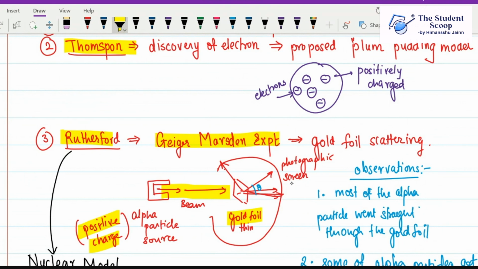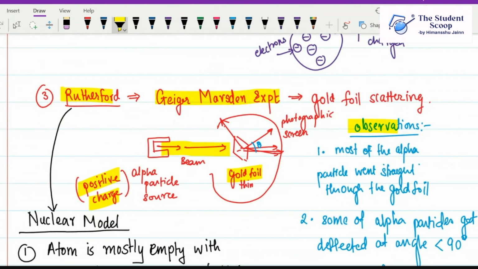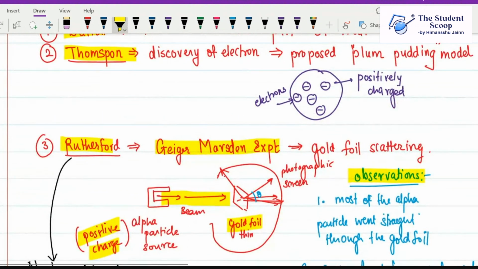Because of that, a few observations were made in this experiment. The first observation was that most of the alpha particles went straight through the gold foil. That suggested to Rutherford a model where, if most of the alpha particles are going straight through and not interacting with anything, the atom is mostly empty, not a positively charged sphere as Thomson proposed. Because if it was a positively charged sphere, then the positively charged alpha particles would definitely interact, but they didn't. So he suggested that most of the atom must be empty.